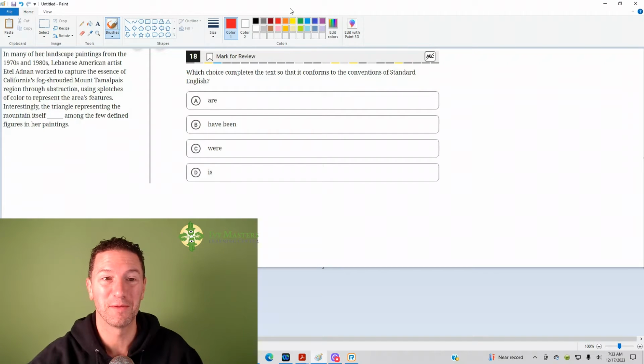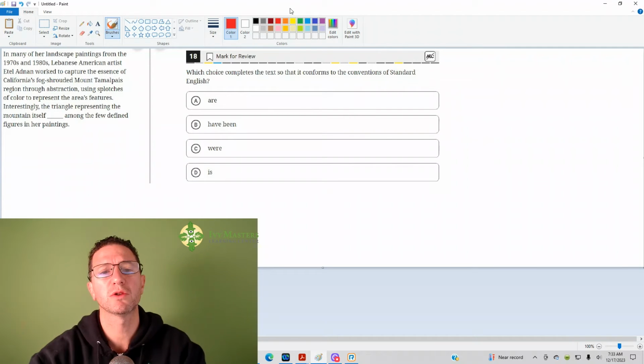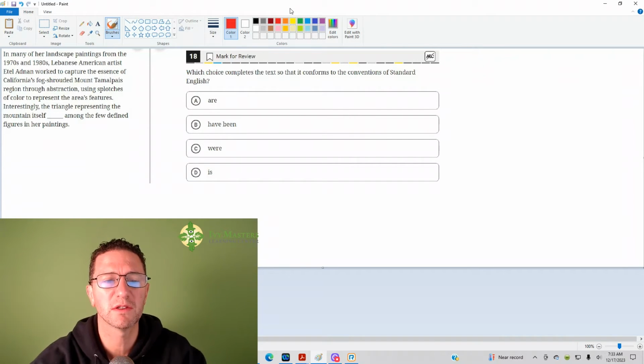IVMasters Learning Center at IVMasters.com, and today we're going to look at the 18th question from the Digital SAT Test 1 Module 2. This is from the Bluebook app, the harder set of reading and writing questions. Number 18 reads, which choice completes the text so that it conforms to the conventions of standard English?